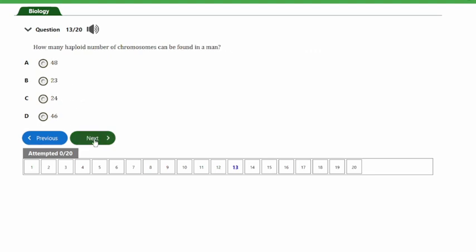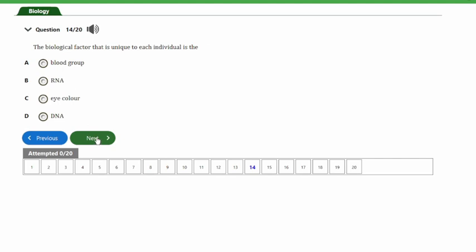So let's look at the next question, guys, and that's question number 13. It says, how many haploid number of chromosomes can be found in a man? Options A, 48, B, 23, C, 24, D, 46. So guys, the answer to this question is option B, and that's 23. In humans, the haploid number of chromosomes is 23, and this is the number of chromosomes in the sperm or the egg. So that's half the number of the diploid chromosomes that you can find in the somatic cells.